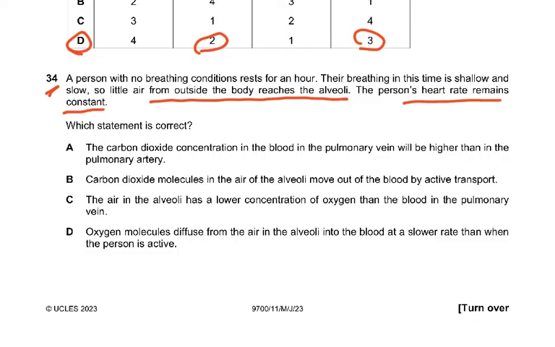Oxygen molecules diffuse from the air in the alveoli into the blood at a slower rate than when the person is active. Why? The answer is D. But why is the answer D? Because this person is at rest, but when he's exercising, what is going to happen? He's going to have less oxygen in the blood. So oxygen molecules will diffuse from the air at a much higher rate, because if the person is very active, then he's producing more carbon dioxide and using more oxygen. So this was again a very tricky question, and I'm sure the majority would have got this wrong because you are not reading it correctly.